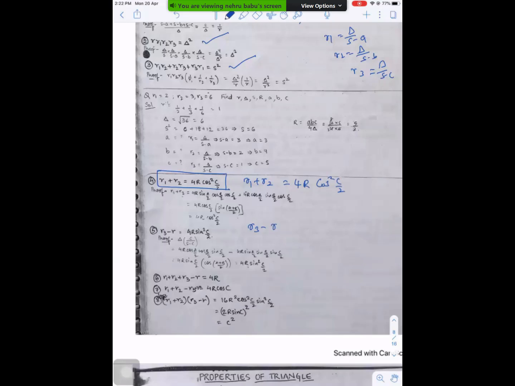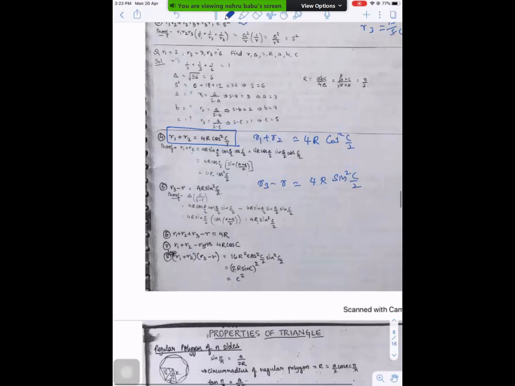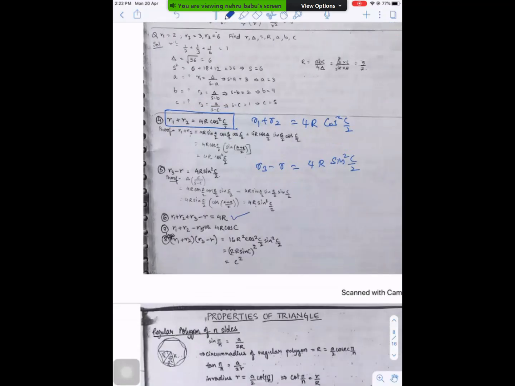Similarly, R3 minus R, if you apply the 4R sin A by 2, sin B by 2, sin C by 2 formula, you will get this result, 4R sin square C by 2. Clearly, by adding these two results, we will get this part. The sixth result: R1 plus R2 plus R3 minus R equal to 4R.